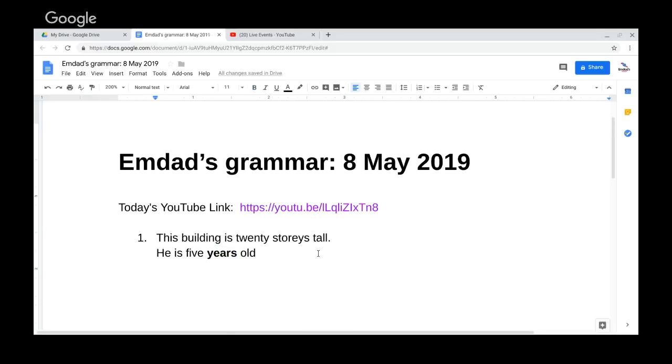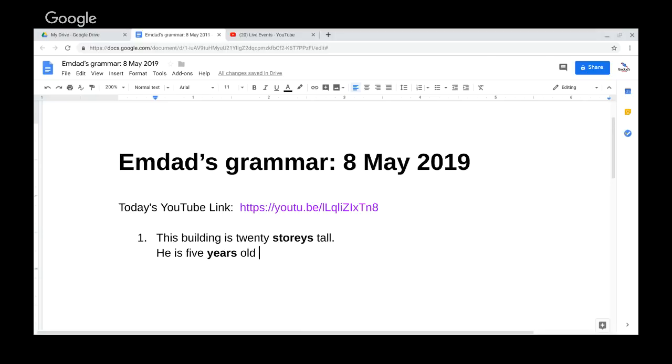Similarly, this word has to be a plural word. It should be, this building is 20 stories tall. So far, both of them are okay. But when the sentence finishes with an adjective, the noun before it will be a plural noun. So, 20 stories tall, 5 years old, yeah?